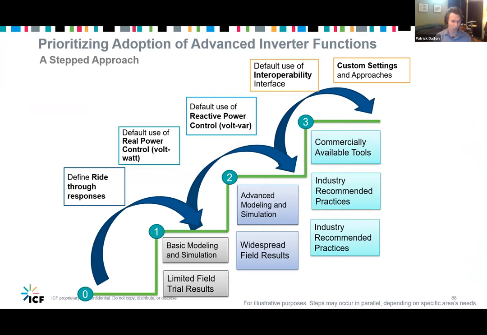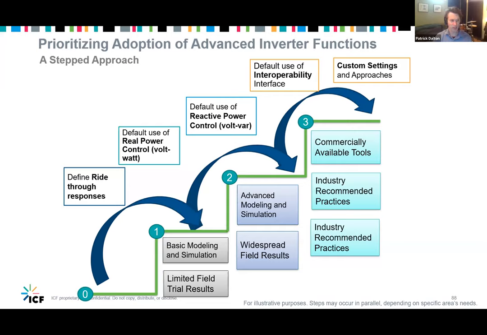And Minnesota, through some of the leadership of the commission and staff, has really embraced getting ahead of this. And I think that it's a great model for other states to potentially look at, of now is the time to start figuring out how we want this equipment to go into the field. And ride-through is a great place to start because it can be a little bit more involved with stakeholder discussions, and it's one of the more complex elements.